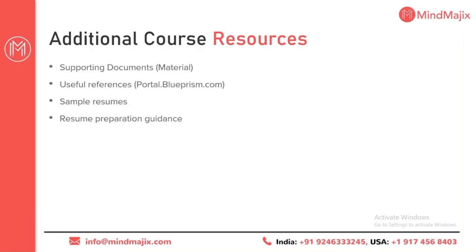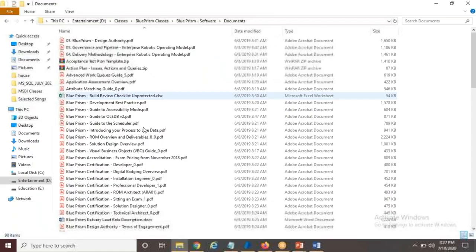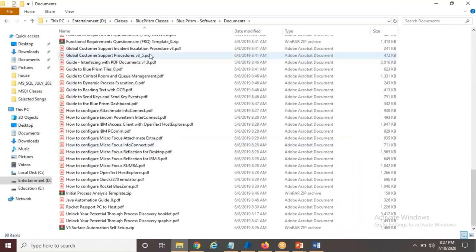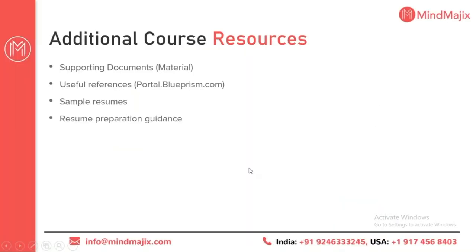Next, additional course details. We will be giving a set of documents where you can prepare on your own, and we will be giving guidance on the certification and the certification pattern too. That is the supporting documentation. If you want more about Blue Prism, portal.blueprism.com is where you need to sign up to get more info. We will be giving the Blue Prism documents only, nothing I have edited. It is a Blue Prism direct document, and we will guide you on which document to go with. We will be giving a sample resume and we will try to help you with resume preparation also.